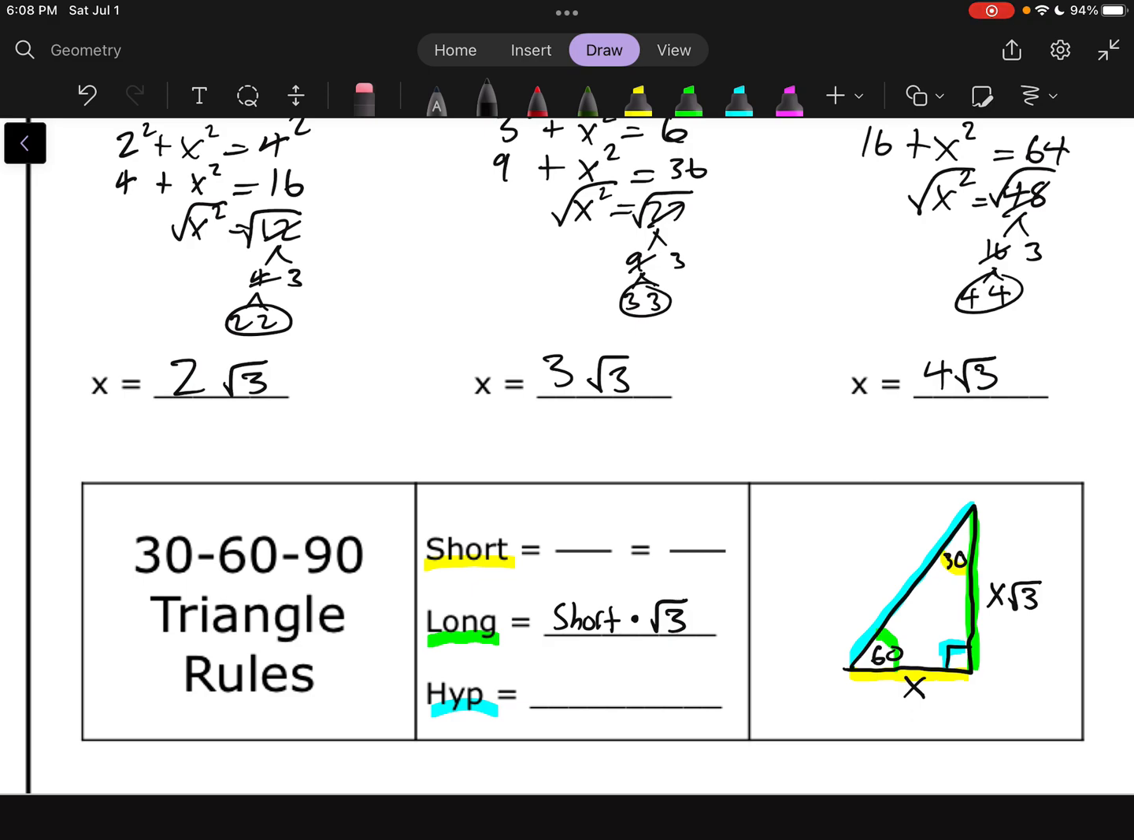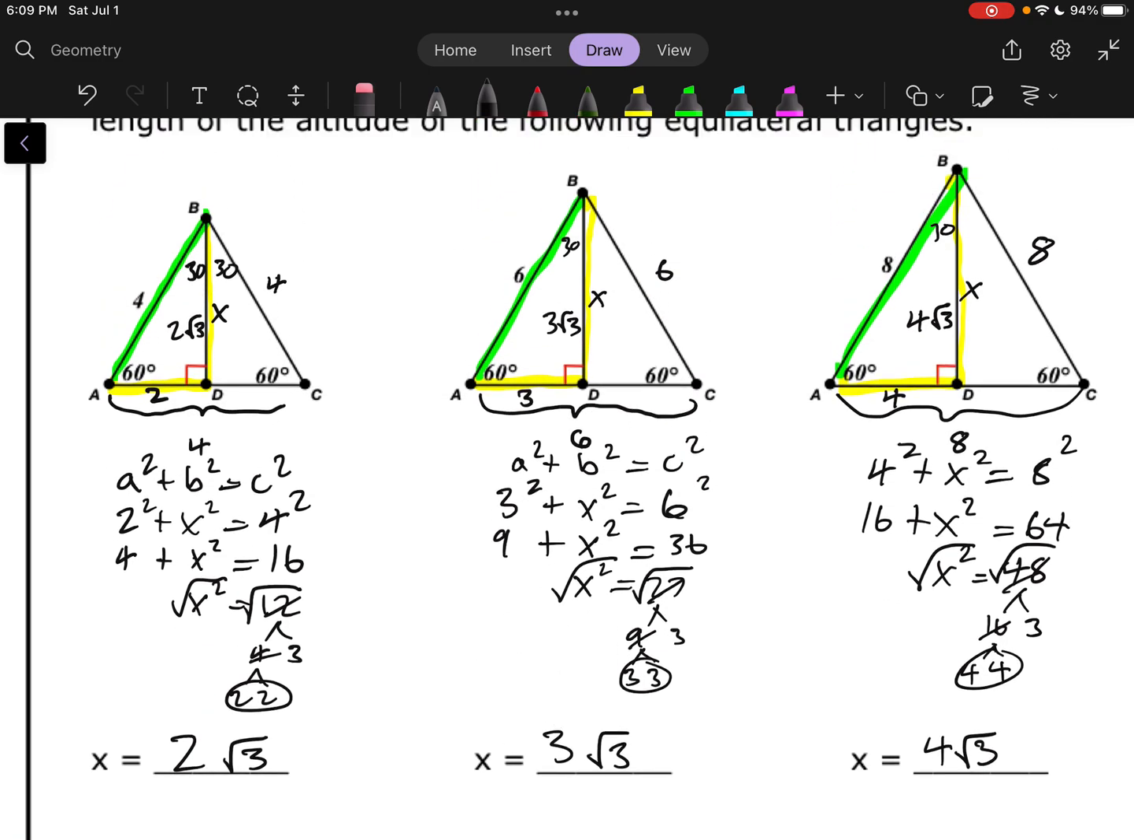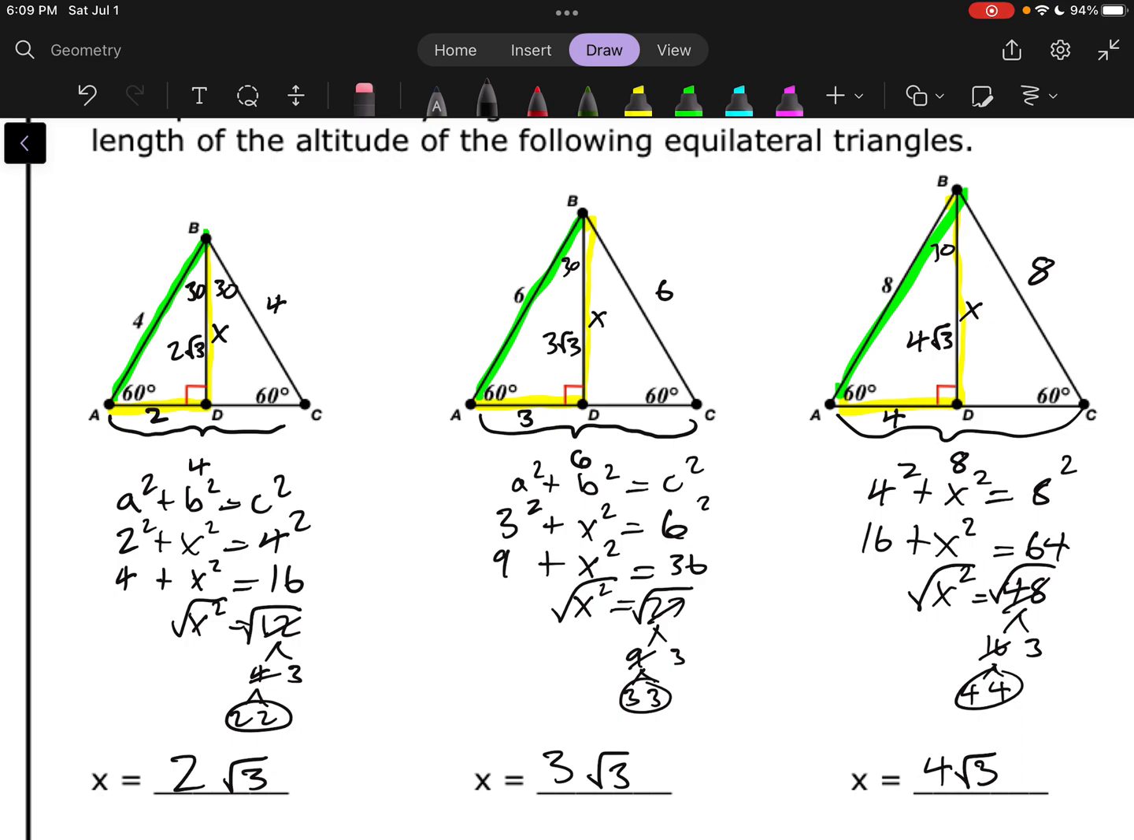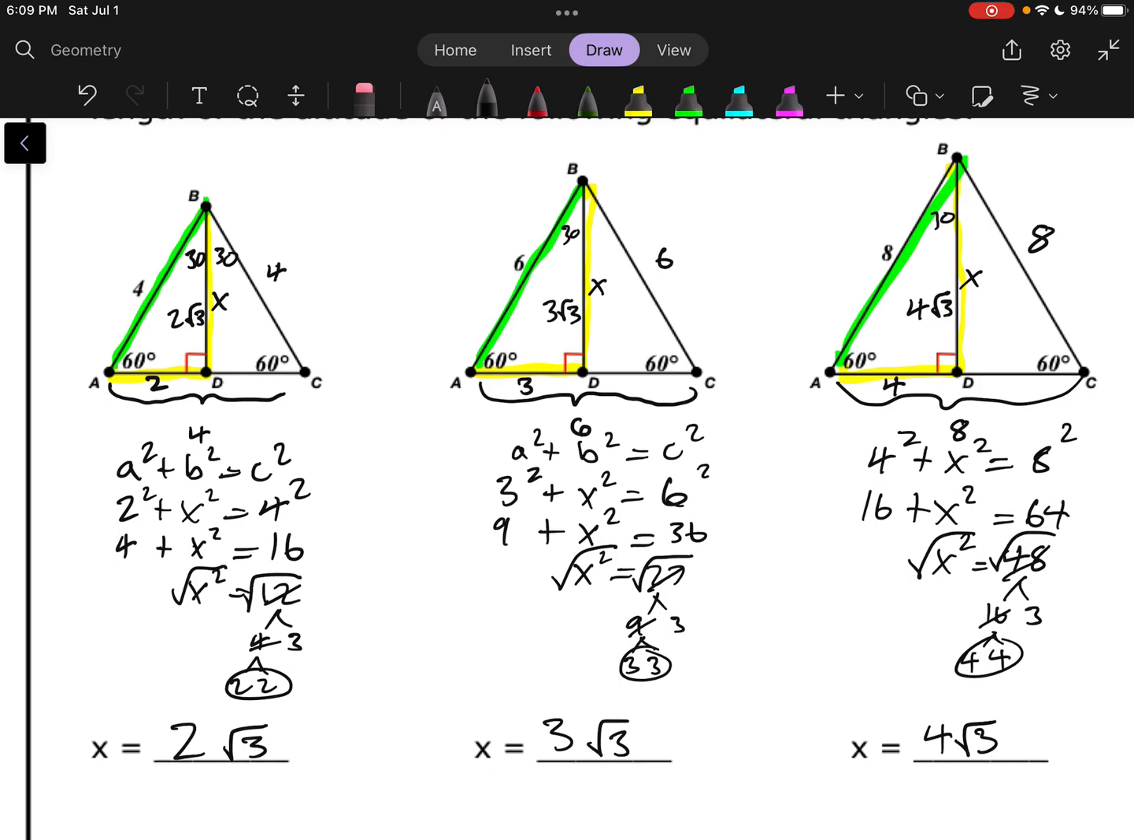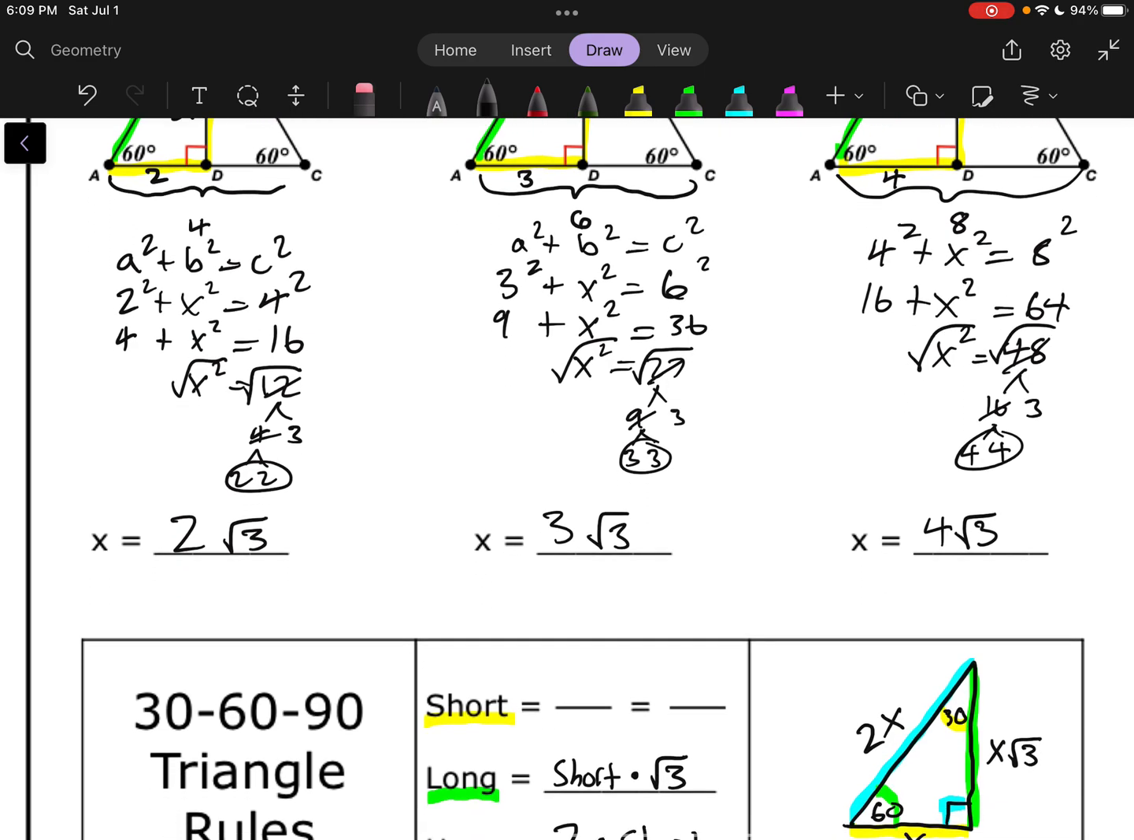To find the hypotenuse, you are going to do 2 times x. 2 times the short leg. Okay? So if the short leg is 5, the hypotenuse is 10, right? That's what we saw up here. 2 times 2 is 4. 2 times 3 was 6. 2 times 4 was 8, right? The short leg is half of it because it's half of the length of the equilateral triangle.